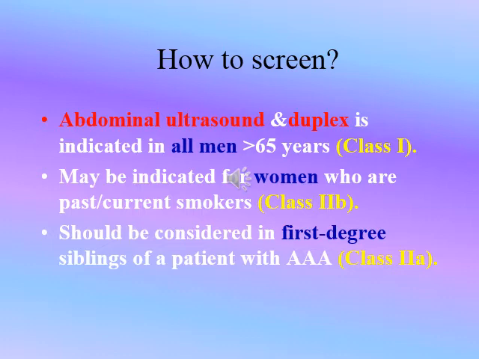What about brothers and sisters of patients who have had an AAA? These also should be screened. All first-degree relatives and siblings should be screened as above with an ultrasound and a duplex scan.